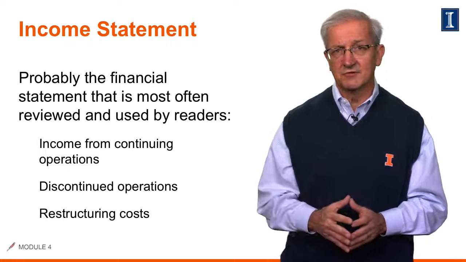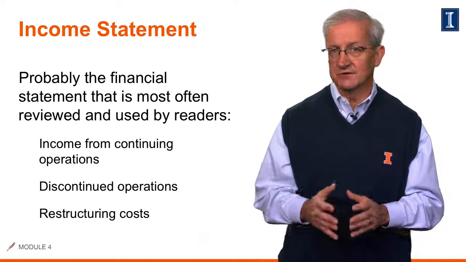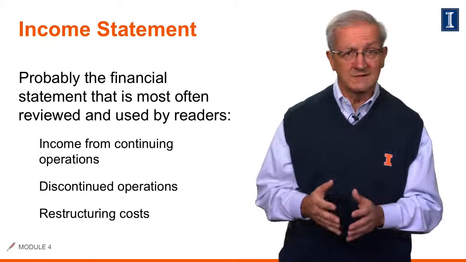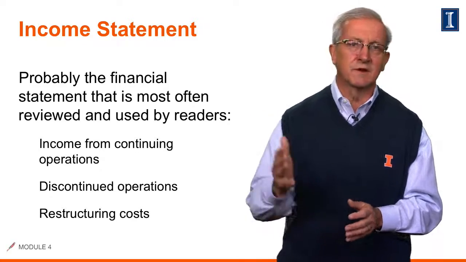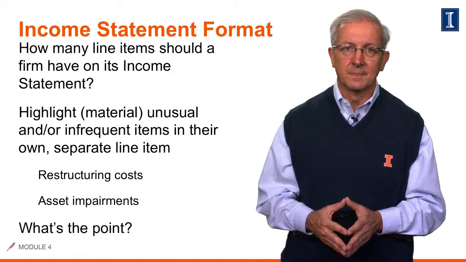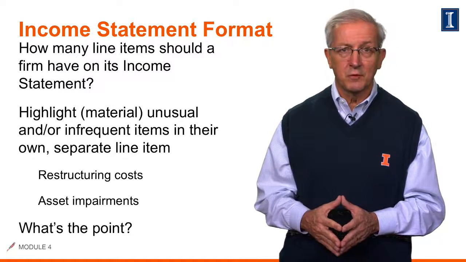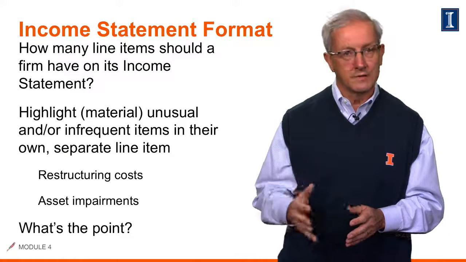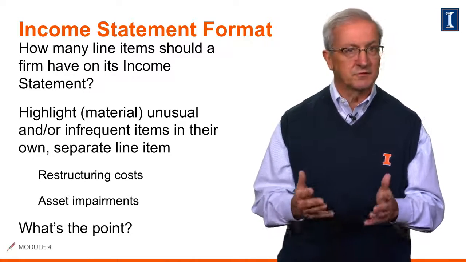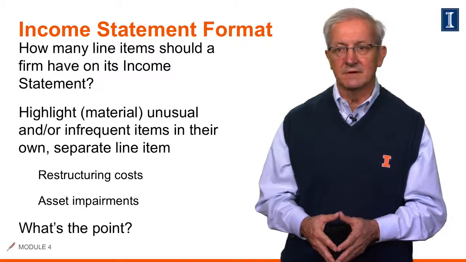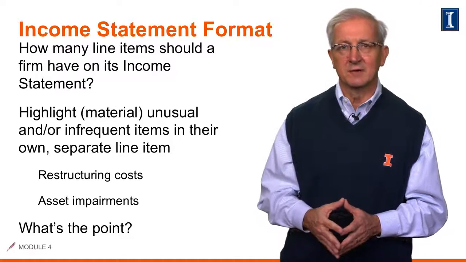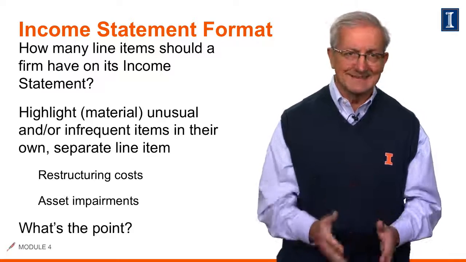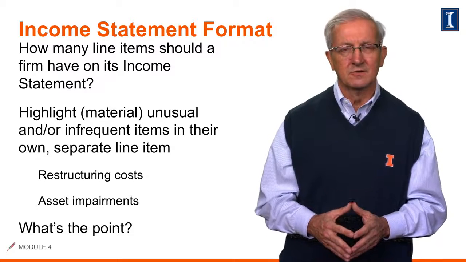And last, we talk about restructuring costs, which are the costs associated with the shutdown or the relocation of some of our facilities or the downsizing of our operations, which we'll discuss later in this module. As previously discussed, it's very important to highlight these unusual or infrequent items in their separate line item on the income statement. First of all, restructuring costs, we've discussed that previously. And second, asset impairments, which is where any long-lived asset should be reduced if there's a significant impairment in its value.